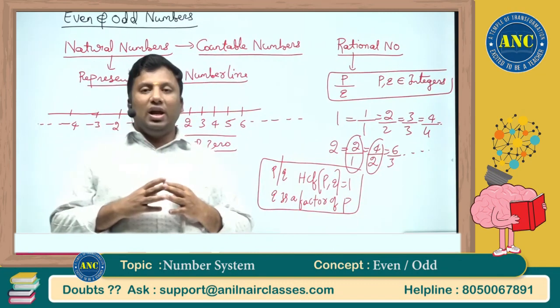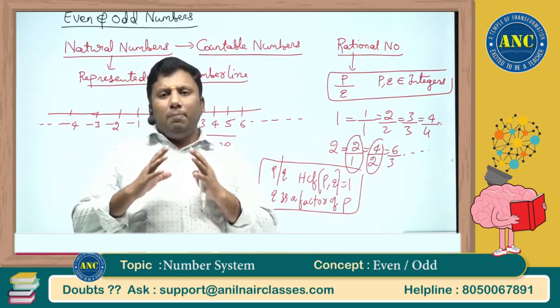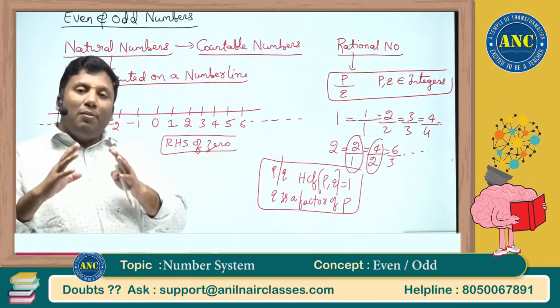What do you mean by a rational number? A rational number is a number which can be represented in the form of a fraction.